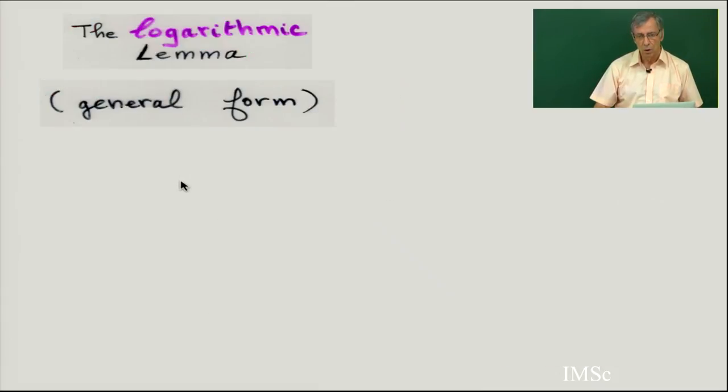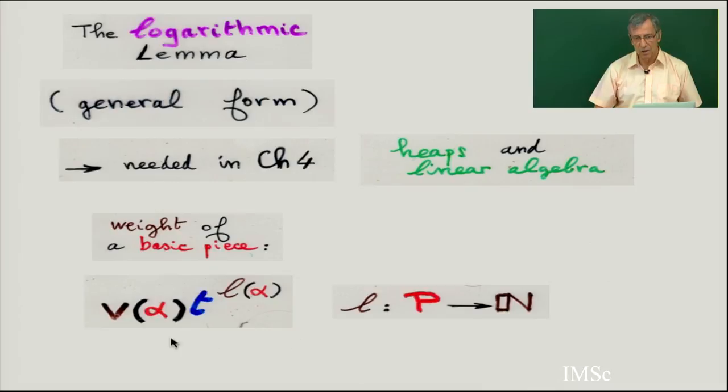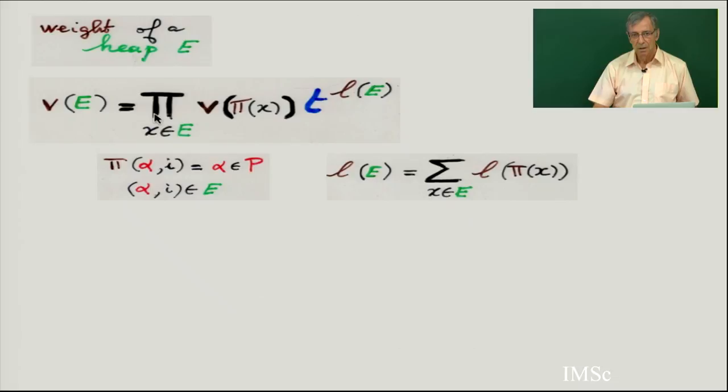Actually it is outside the product. Look at the weight of it. See, this is the weight of a basic piece. So the weight of an element of the heap will be the weight of the projection, multiplied by t to the L of the basic piece. So you see, the weight of the heap is the product over all pieces of the weight of the projection, and t to the power L of E, where I define L of E to be the sum of all the L of each projection of the pieces.